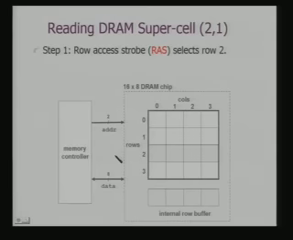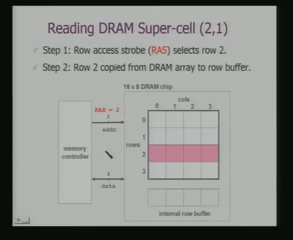So, let us see how the reading really takes place. First, you have to activate what is called the row access strobe. For example, if I am reading the data from cell 2-1, you activate the row access strobe which selects row 2. A particular row gets selected on the basis of this signal. Next, row 2 is copied from the DRAM array to the row buffer.